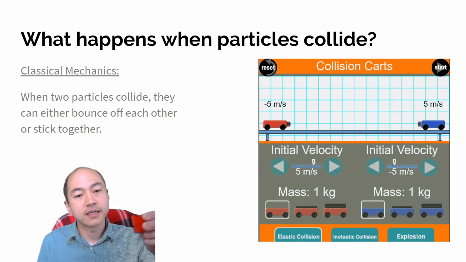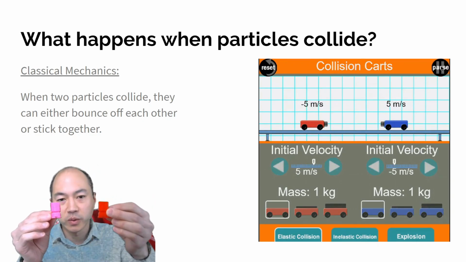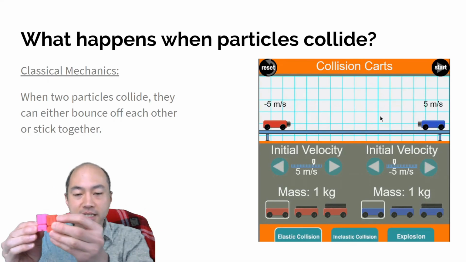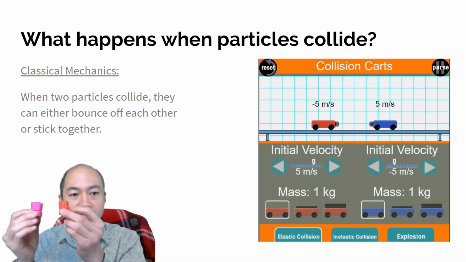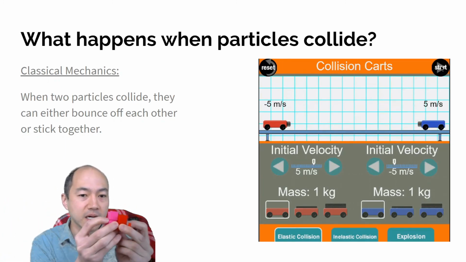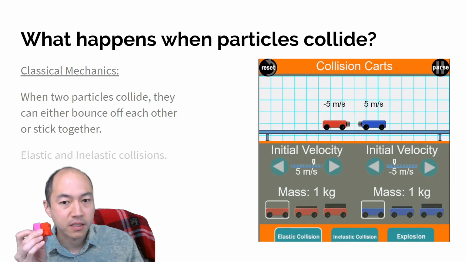So I've got a couple of plastic things here, right? So two cats, right? So when one cat moves and hits the other cat, they can't occupy the same space, right? So they either hit and bounce or they hit and stick, but they can't occupy the same space. That's what we call classical mechanics.